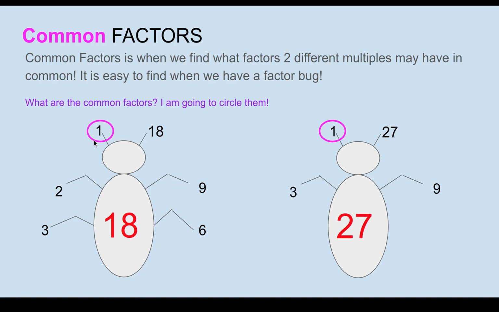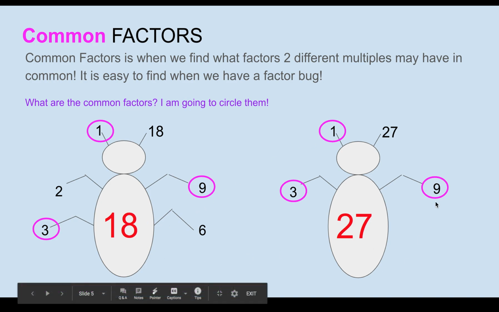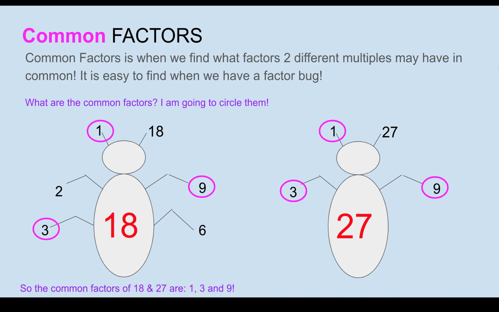Well, the first one I can see is that both factor bugs have a common factor of 1. The next one is 3. And there's one more. I wonder if you can spot it before I reveal it. Are you ready? The last common factor is 9. So the common factors of 18 and 27 are 1, 3, and 9.